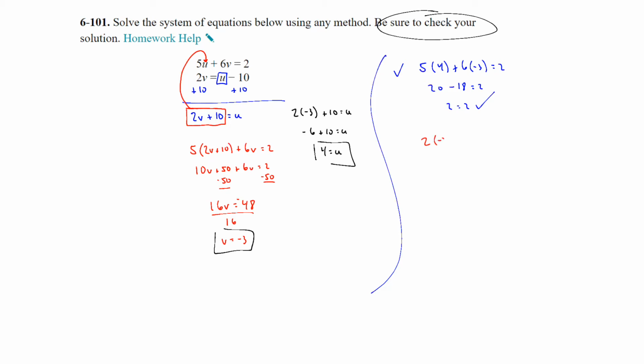2 times v, which is negative 3, is equal to u. Well, that'll be replaced with a 4 minus 10. So negative 6 is equal to negative 6 is true. And so it does look like we solved the system correctly.